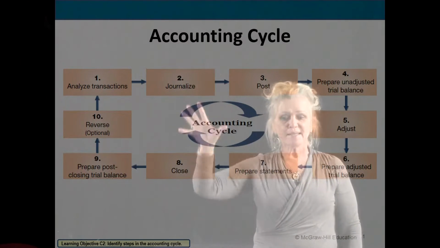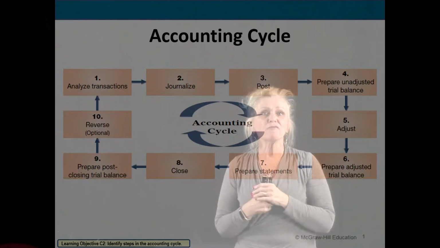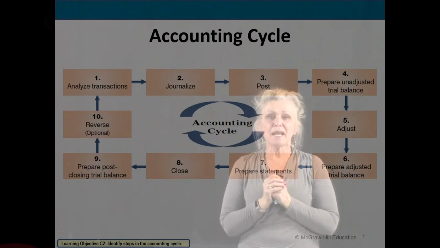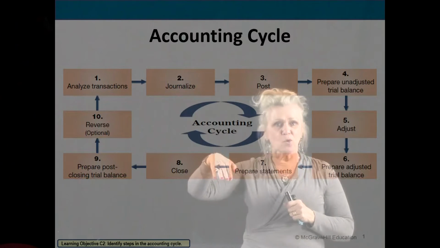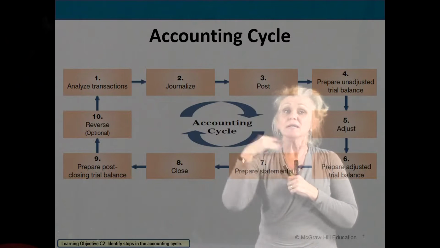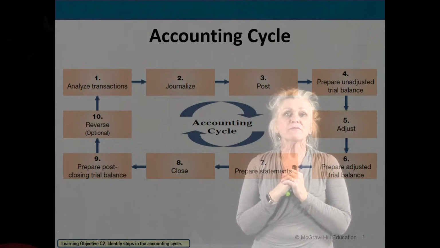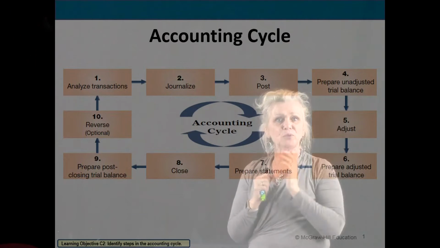Remember that the journal is a chronological listing of all that's happened in the accounting process. It's by date order. It will have a debit and a credit for every activity that's come through, sometimes more than one debit or credit to make it balance. And from there, we post it to the general ledger.